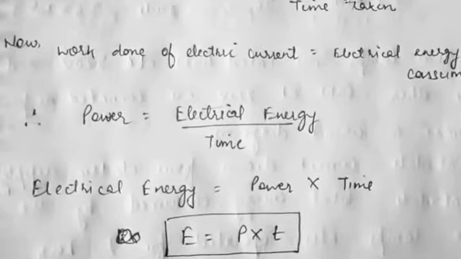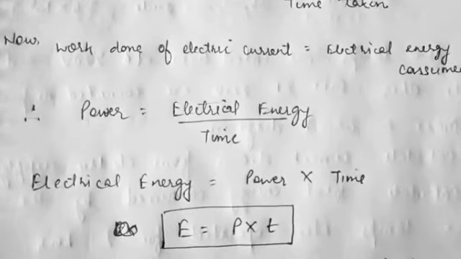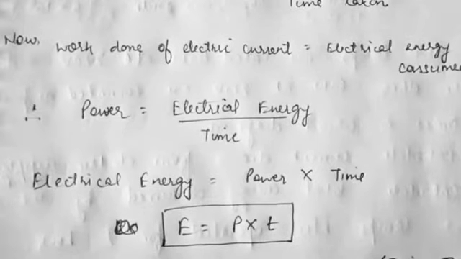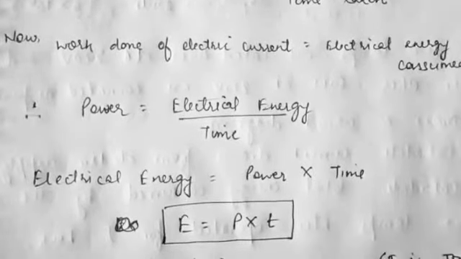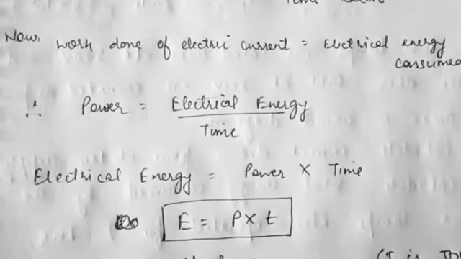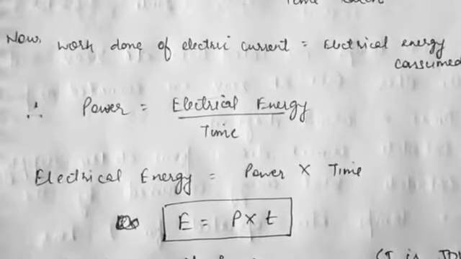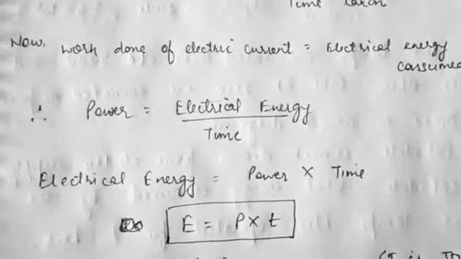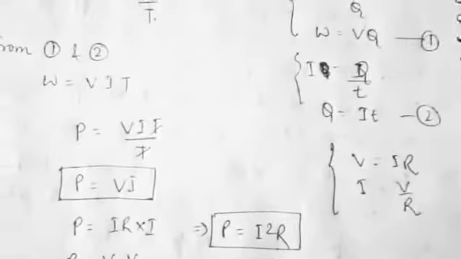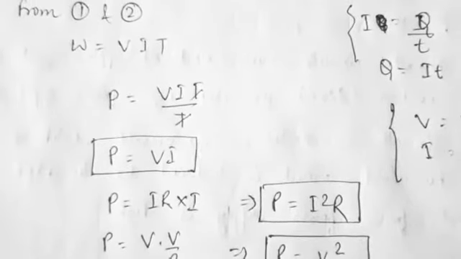So we can replace P by VI, or P by I square R, or P by V square by R, and we can get various other formulas like E is equal to VIT, E is equal to I square RT, and E is equal to V square by R into T. So there can be many formulas, as we discussed in electrical power as well. If you want to see, here you can check that P is equal to VI, P is equal to I square R, and P is equal to V square by R.